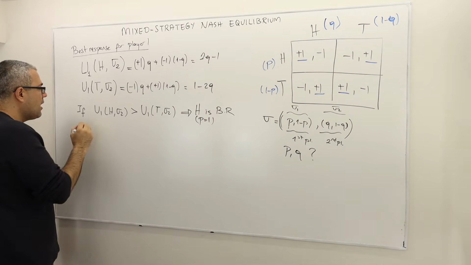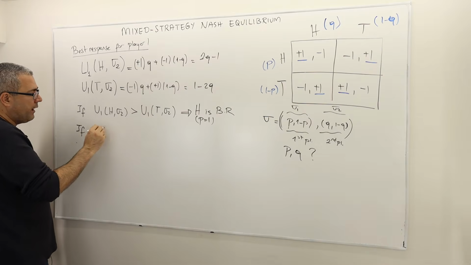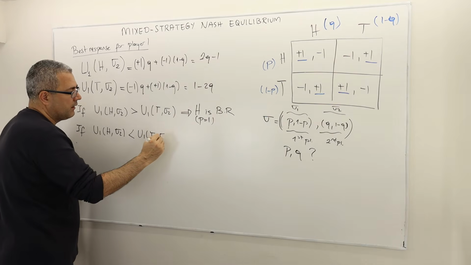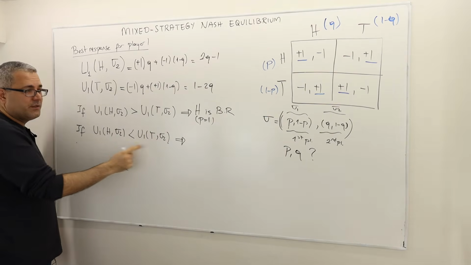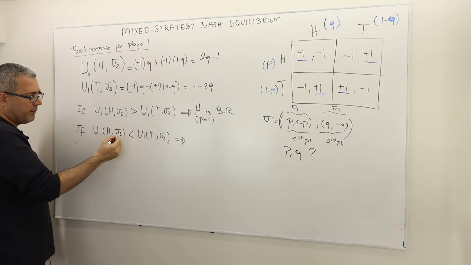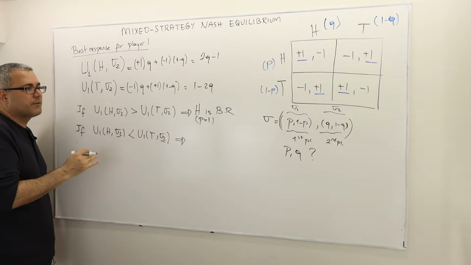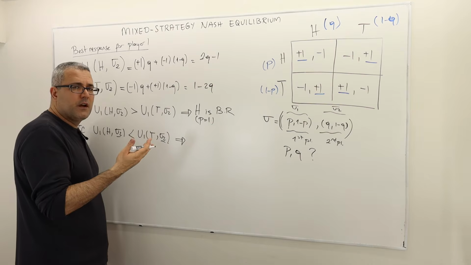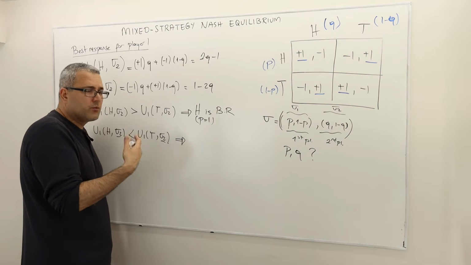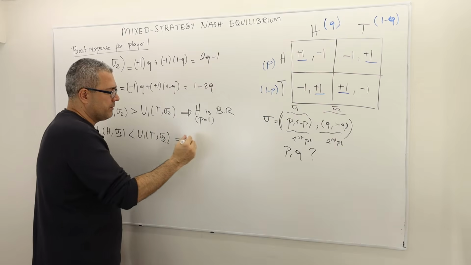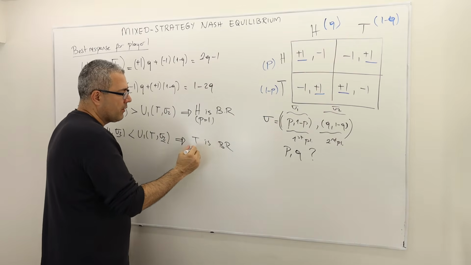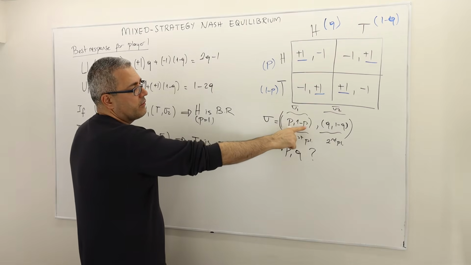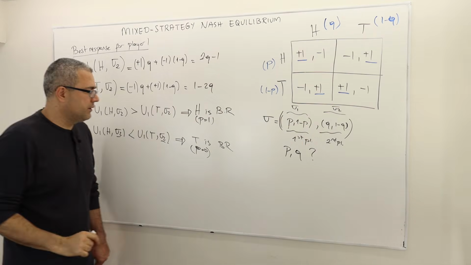Okay, be careful about this. However, if the payoff of playing head is strictly less than the payoff of playing tail, then, remember, I am keeping the other player's strategy fixed, which is Q, 1 minus Q. This time tail gives a strictly better payoff. So the best response is playing tail for sure, which means P equals 0 is the best response. So tail is a best response, or equivalently, P equals 0, because tail corresponds to P equals 0. This is probability 1, this is probability 0.